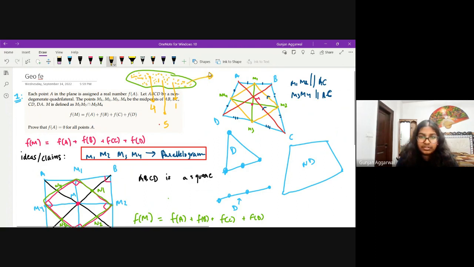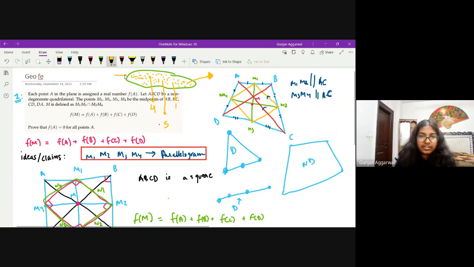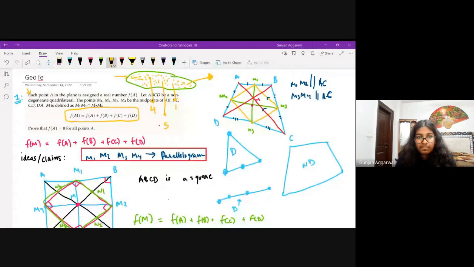Ma'am, have you taken the points randomly, or is it given according to an equation or function? Yeah, in this case, we're taking it randomly. In this case, we have a condition. Is that fine?